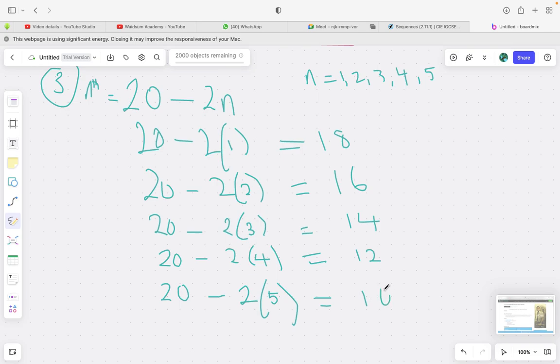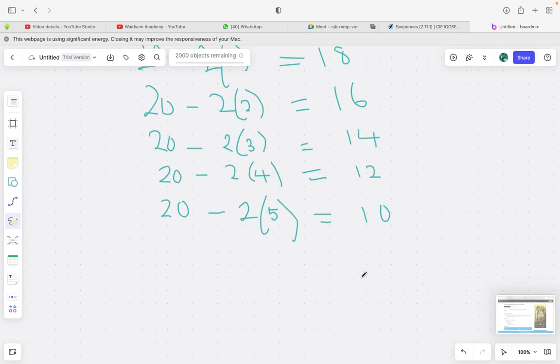So this is our sequence. Now let's write them out in order. These are the first 5 terms in the sequence: 18, 16, 14, 12, 10. Okay, these are our first 5 terms in the sequence.